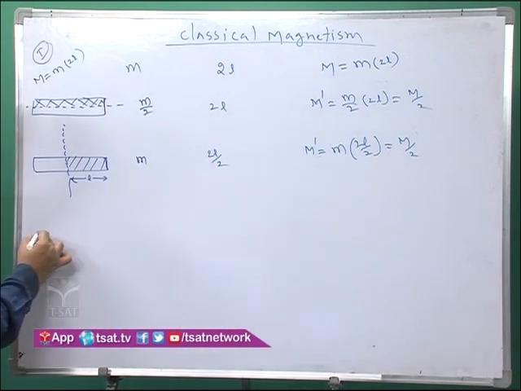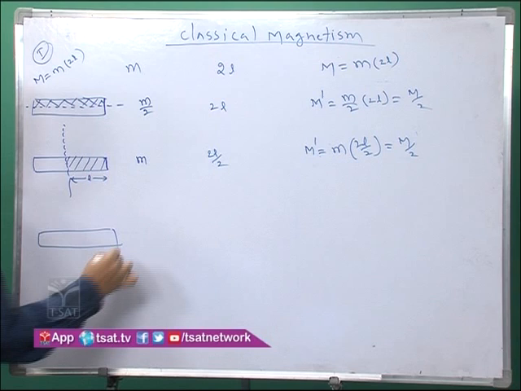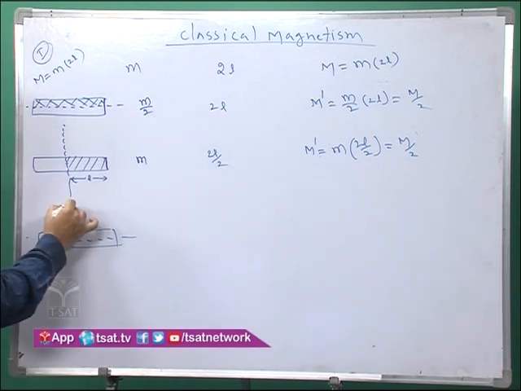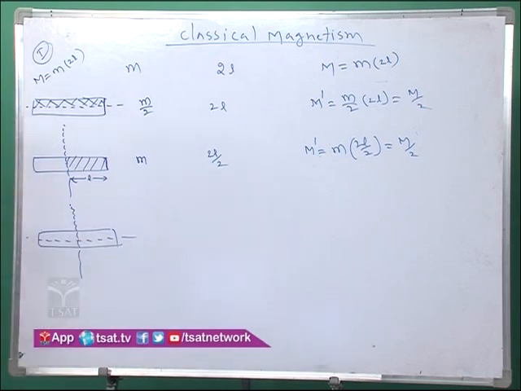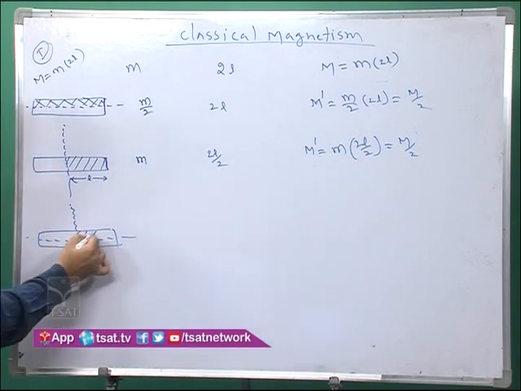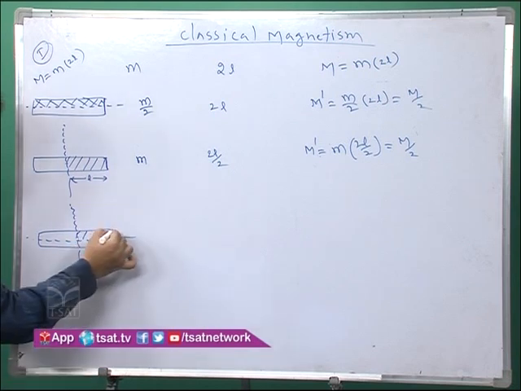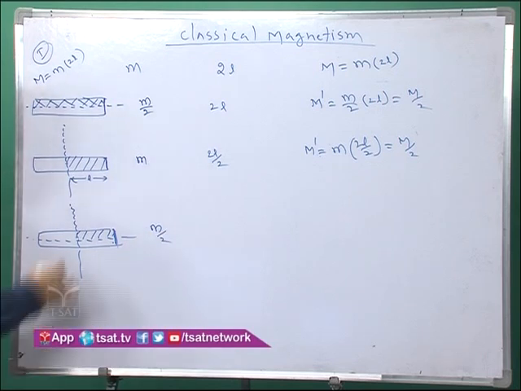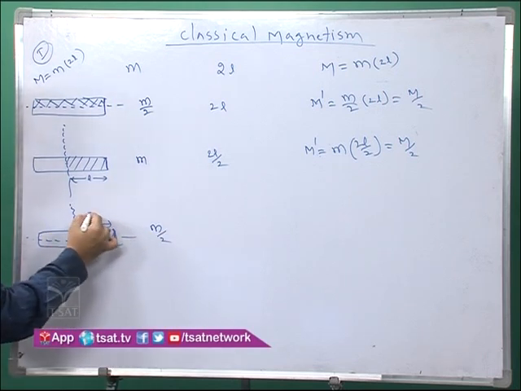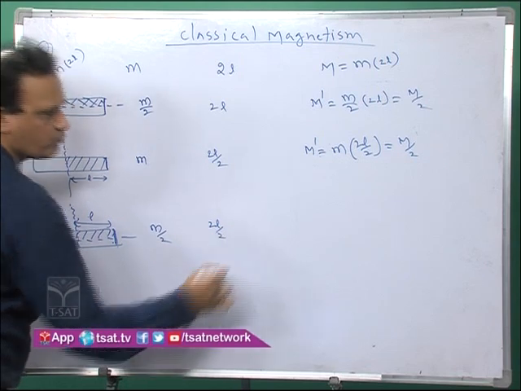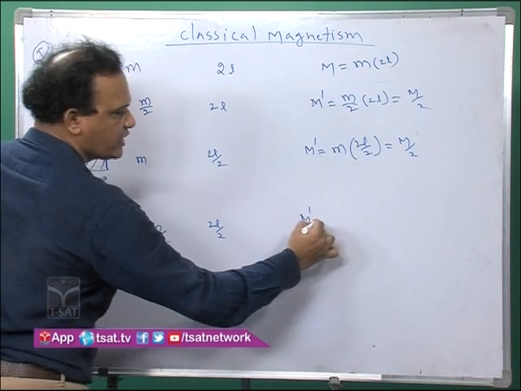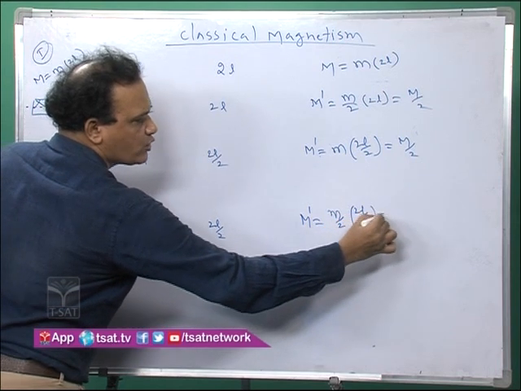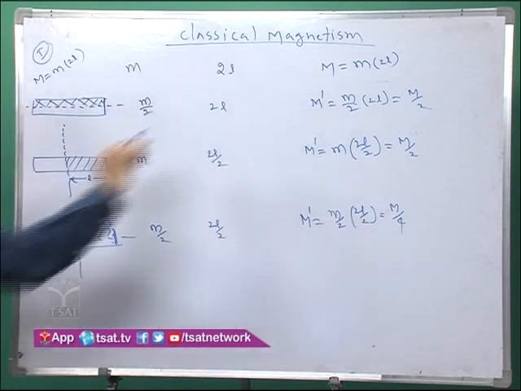Next one: suppose the bar magnet is cut along its length and also perpendicular to its length. So how many identical pieces? Here 4 pieces. In this case the pole strength is divided into 2 parts, so m by 2, and the length of the bar magnet is also half, so 2L by 2. Its new magnetic moment is equal to m by 2 into 2L by 2. Its new magnetic moment is 1/4 of its original magnetic moment.